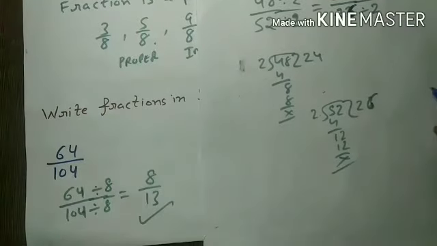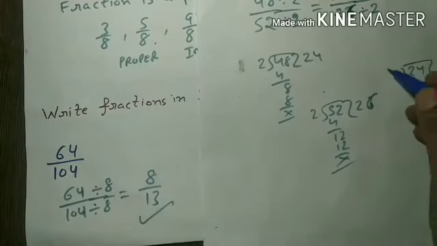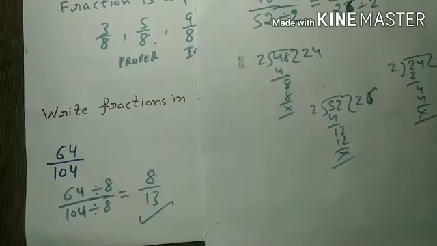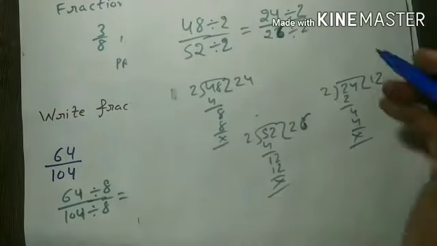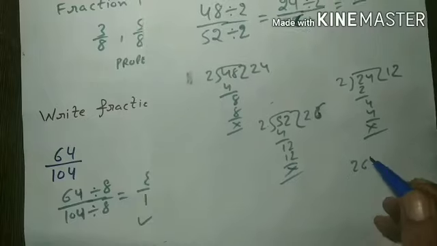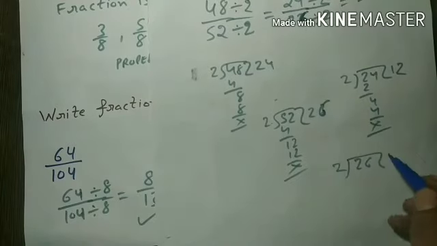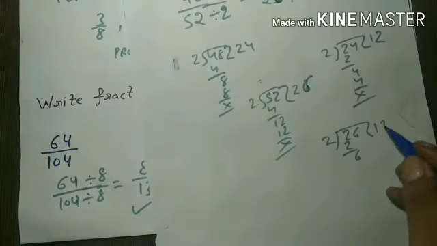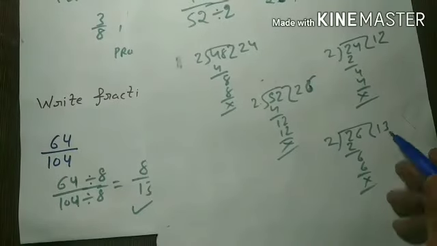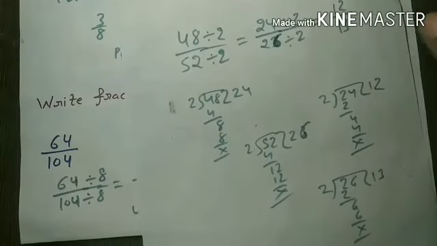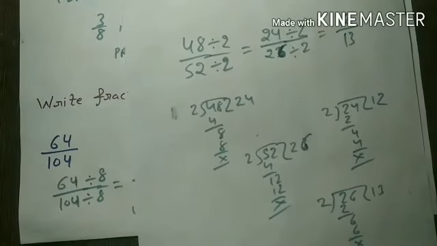If you divide 24 by 2, then 2 1s are 2, 2 2s are 4. The answer is 12. Here you will write 12. Now 26 divided by 2. 2 1s are 2, and 2 3s are 6. So the answer is 13. Therefore, your answer is 12 by 13.